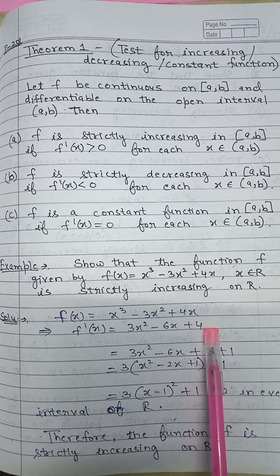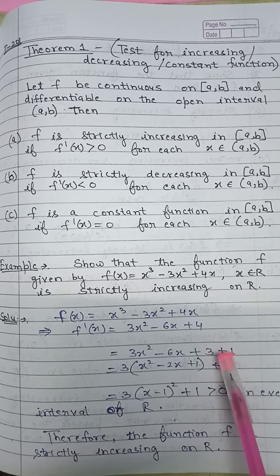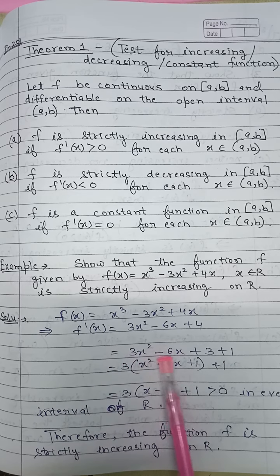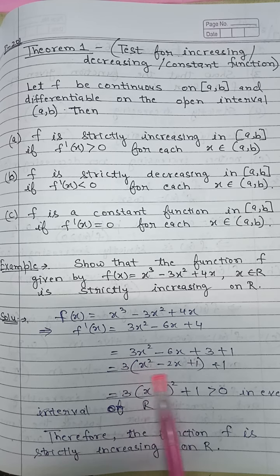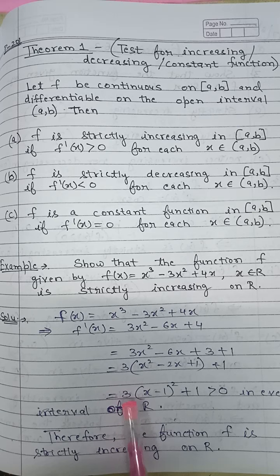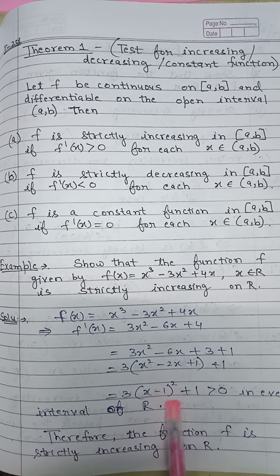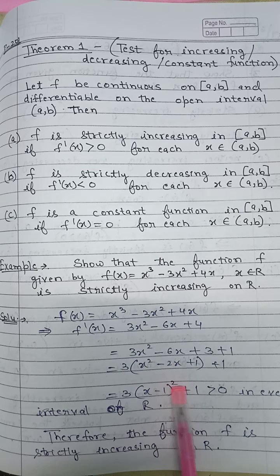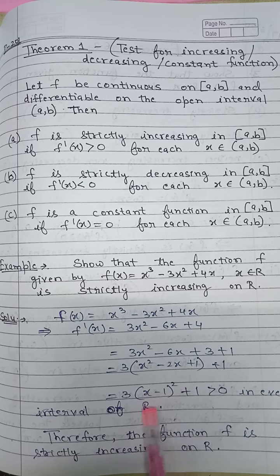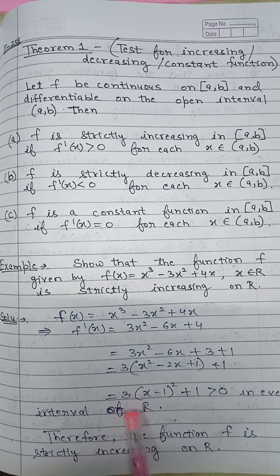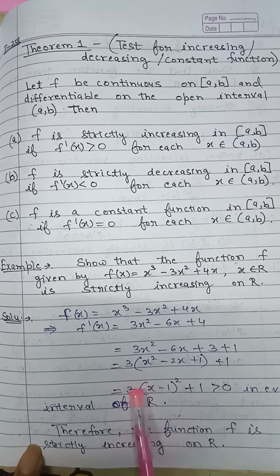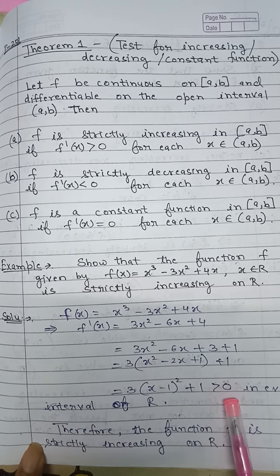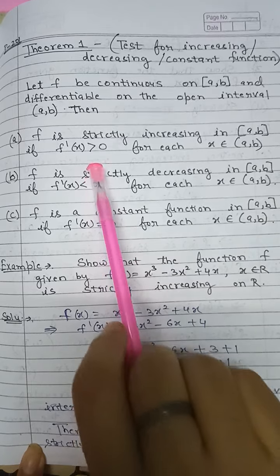Or I can break this 4 into 3 plus 1. And out of these 3 elements I am taking 3 common, which will be formed like this: 3 times (x - 1) whole square plus 1. So this will always be positive since it is a whole square, and plus 1 again, it will be positive only. So this means that f'(x) is always greater than 0. So the condition 1 is there.